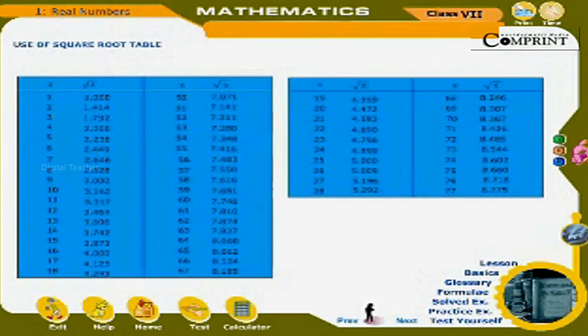Use of a square root table. Students, you can find out the square root of the first few natural numbers in the given table.